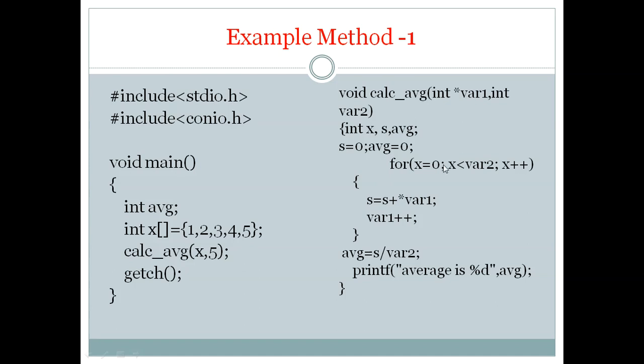After that, the loop will be terminated and we will move to this point. Then s has the sum, divided by var2, that is 5. We will get the average of those numbers, which we are printing over here. So this is method 1, by which we can pass a complete array as a pointer argument to a function, and by which we can print the values. Okay, what's method 2?